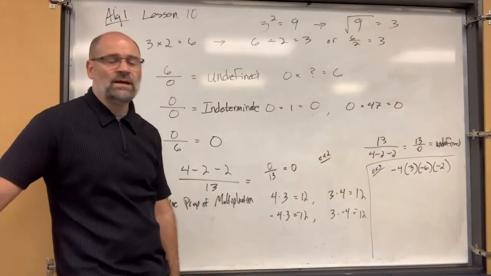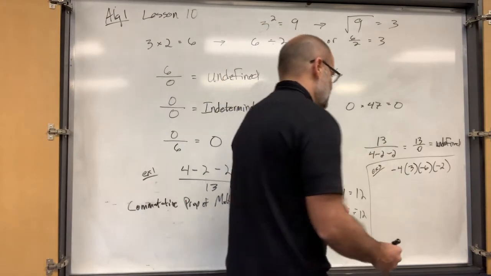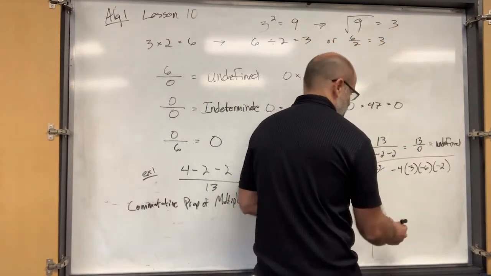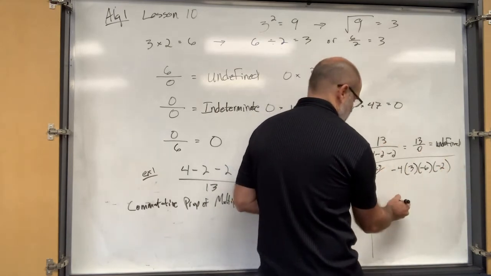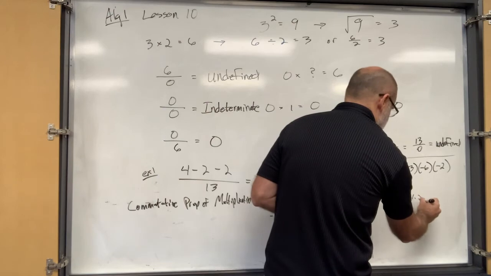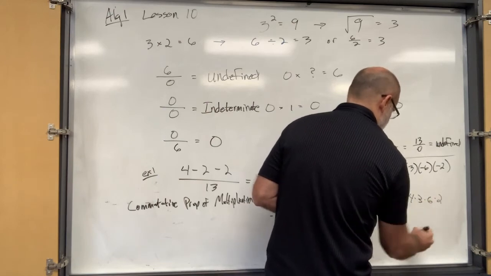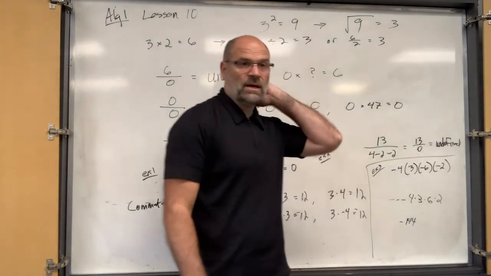There's an odd number of negatives. Remember, it doesn't matter how many positives you have, it's all about the negatives. Which is sad, but true. So you can literally just take all the negatives out of there and just go negative, negative, negative. And then it's just 4 times 3 times 6 times 2. Okay, so -144. It's not bad.